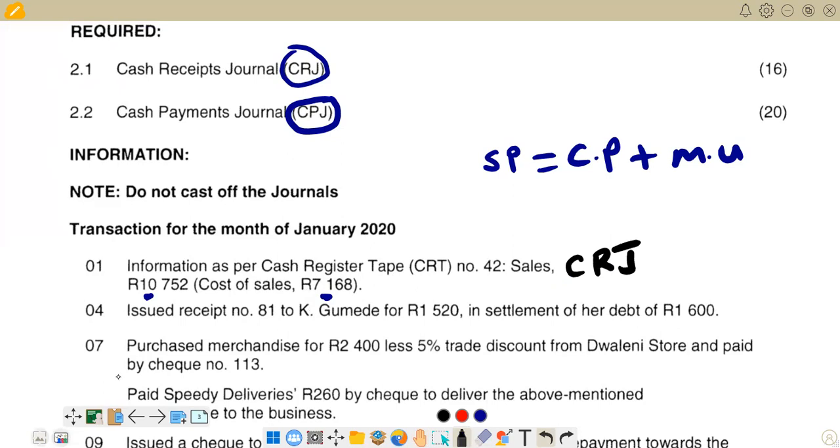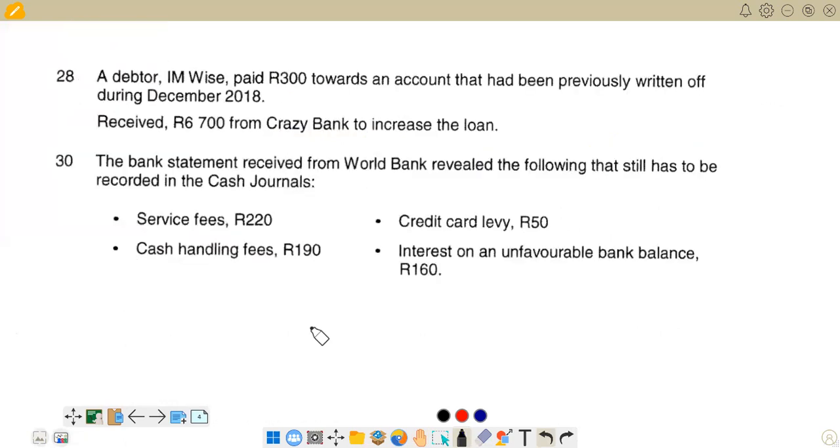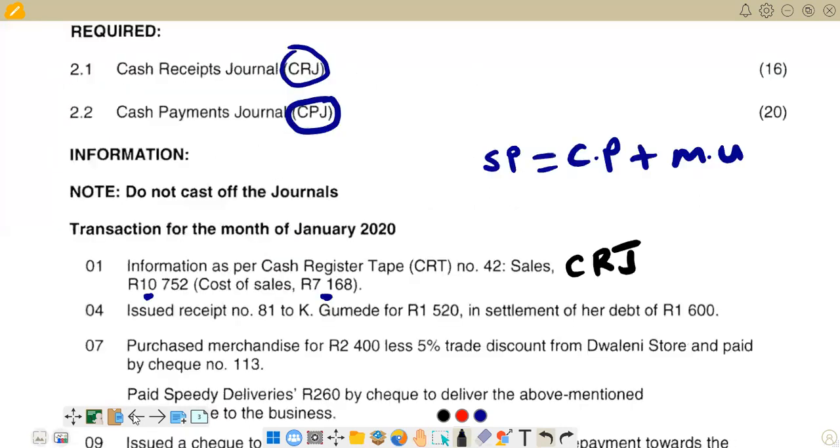If we go to our answer section now, let's take note, for sales we have 10,752, and for cost of sales we've got 7,168. Those are the figures that we are going to enter in our cash receipts journal. We can also take note of the date, which was 1. And obviously, for our document column, we have the CRT, which we are going to enter in the document section.